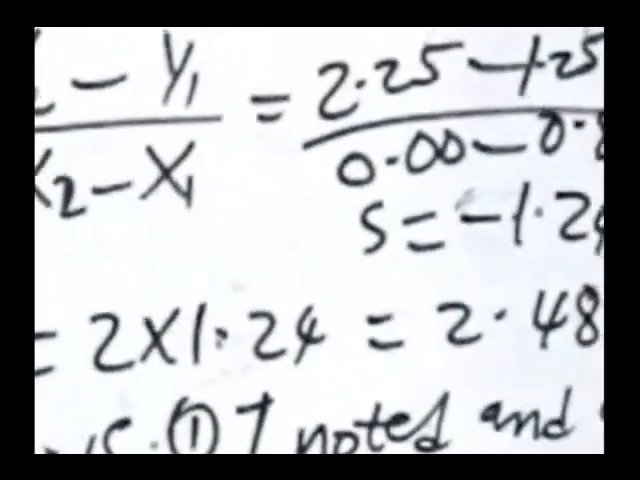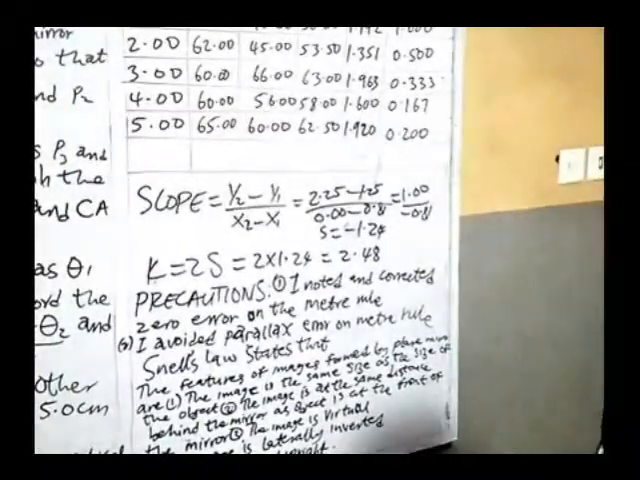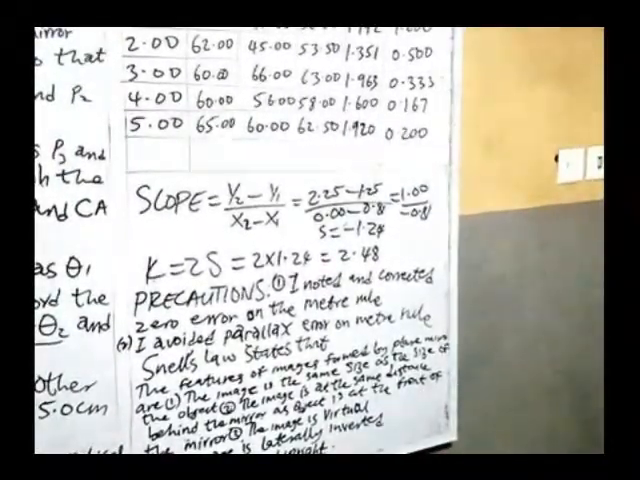Now, precautions. 1. I noted and corrected zero error on the meter rule. 2. I avoided parallax error on the meter rule. If the traces are neat, without stating it in your answer sheet, you will be given marks for neat traces.